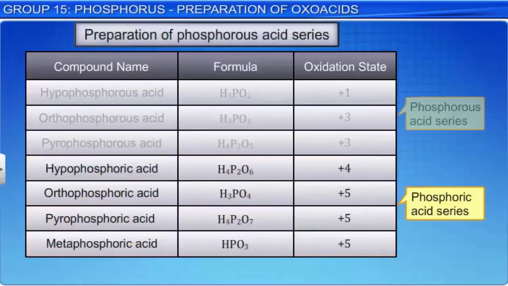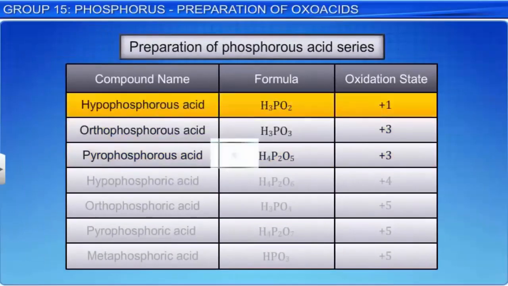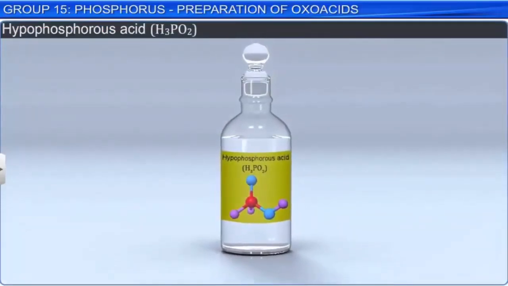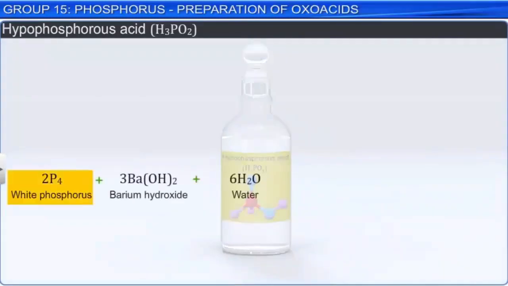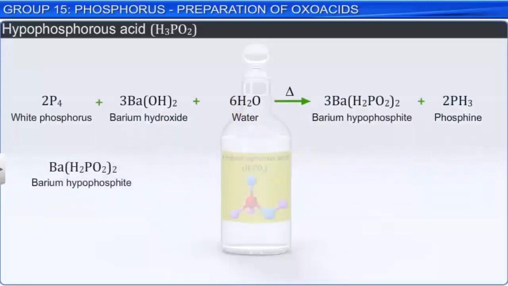Let us first look at some methods to prepare oxo acids belonging to the phosphorus acid series. Hypophosphorus acid, also called phosphinic acid, is prepared by the alkaline hydrolysis of white phosphorus. When white phosphorus is heated with an alkali solution, like barium hydroxide, it forms hypophosphite. This is further treated with dilute sulfuric acid to recover the acid.